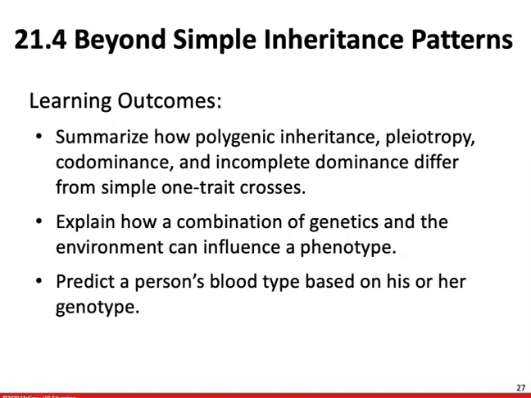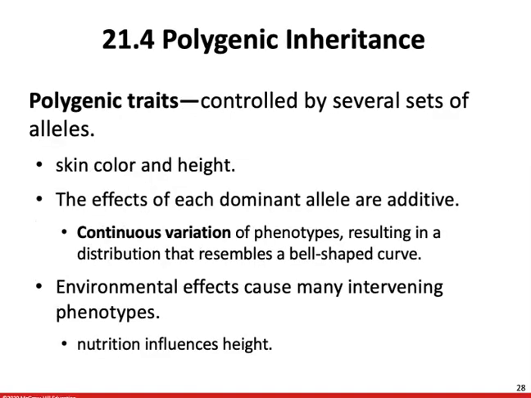In this next section, we're going to move beyond some of those simple patterns of inheritance. We're going to talk about some of the ways that this genetic inheritance can become a little bit complicated. So for example, there are certain things like polygenic inheritance. There are things called polygenic traits that are controlled by actually multiple sets of alleles.